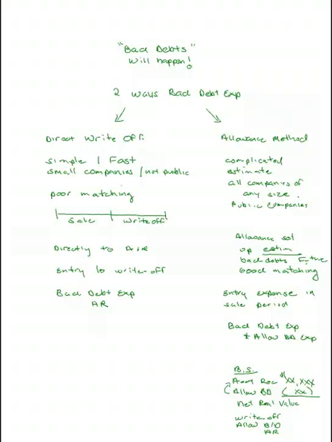So, we knocked off a couple of our list. We knocked off our credit cards and our direct write-off method. We have allowance method, notes receivable, and financial analysis still to go.